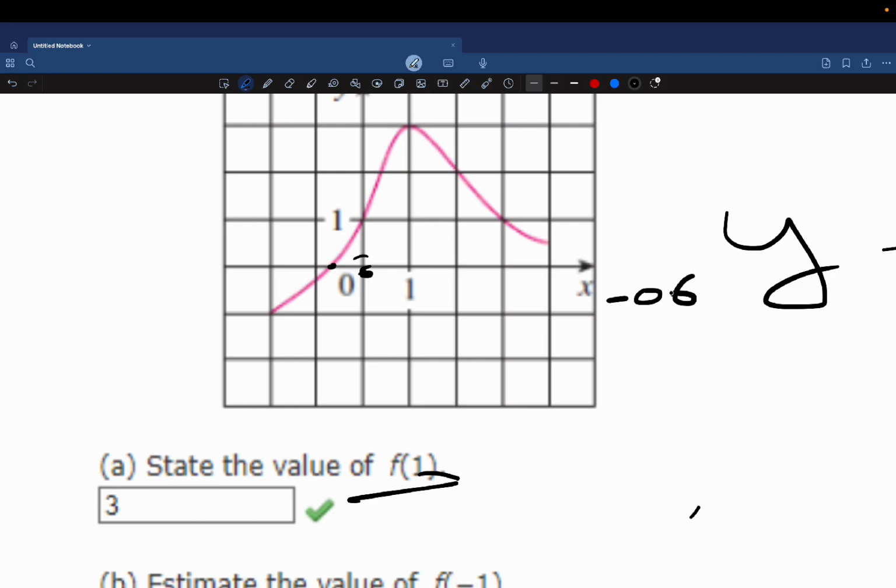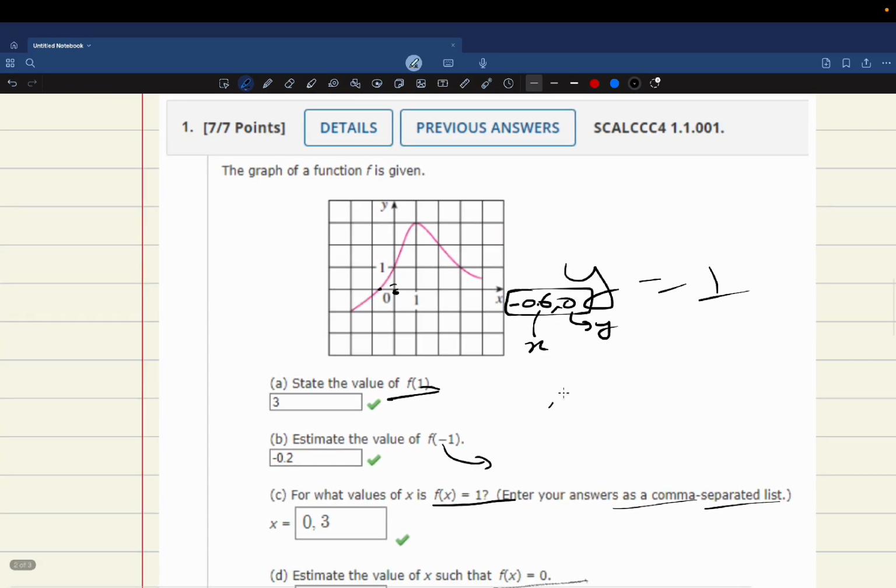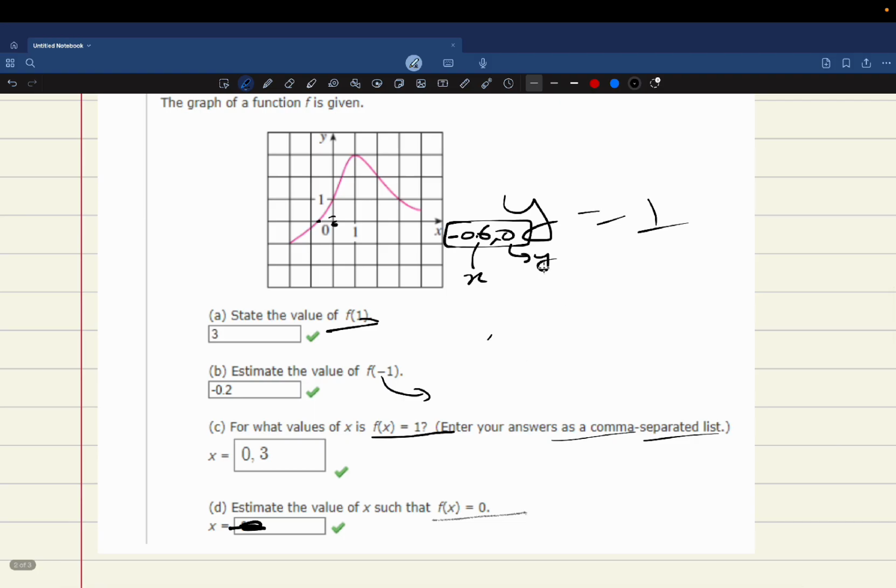0.6, let's say. So negative 0.6, okay, and then comma 0, right? So this is the coordinate of this point. You can see negative 0.6 comma 0. So here 0 is the value of y, and negative 0.6 is the value of x. So for this question, when y is equal to 0, the value of x will be -0.6. So let's reveal our answer, and it is indeed negative 0.6.